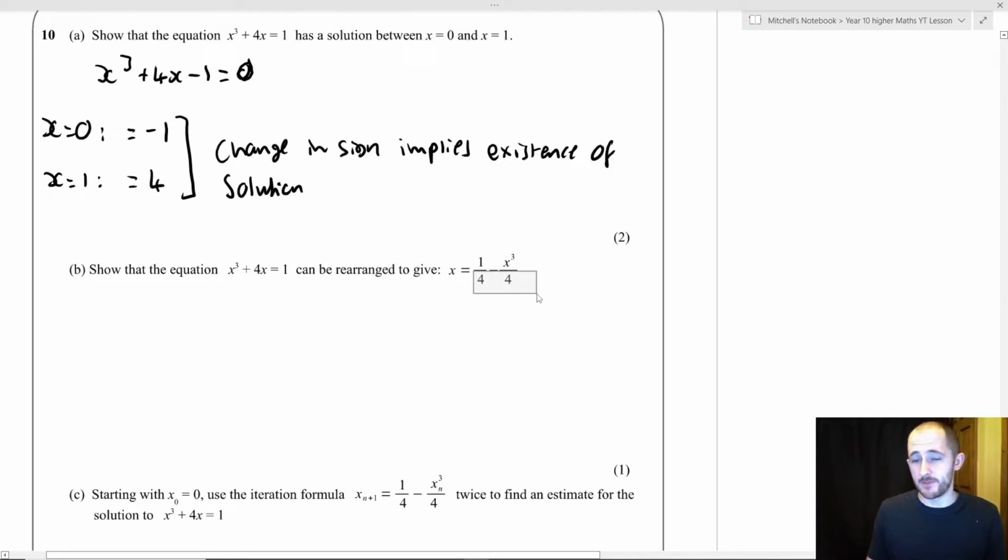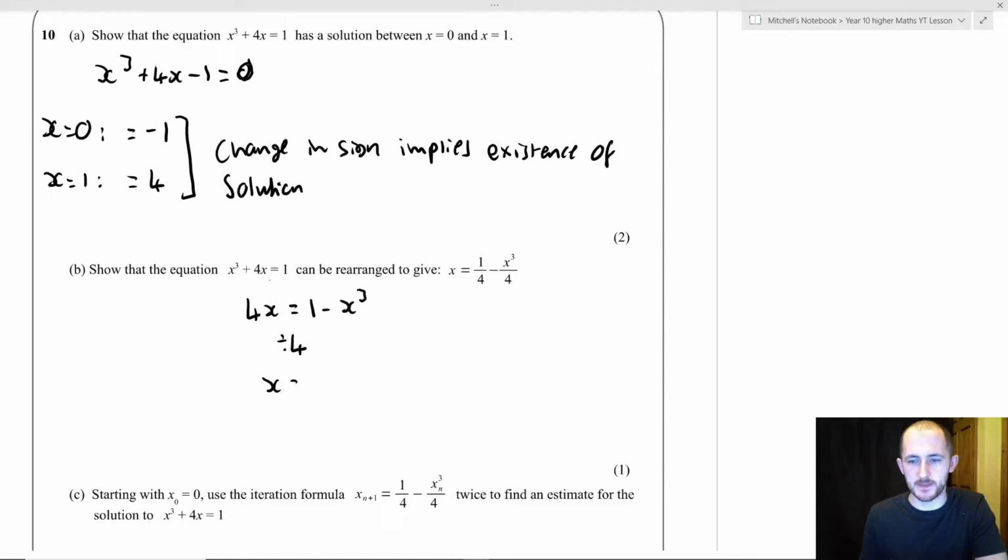Everything's divided by 4. So using those things together, you can probably see we want to get 4x by itself. And then just divide by 4. But you do need to show the steps. Do it in a couple of steps just to make sure you get the marks. That's it.